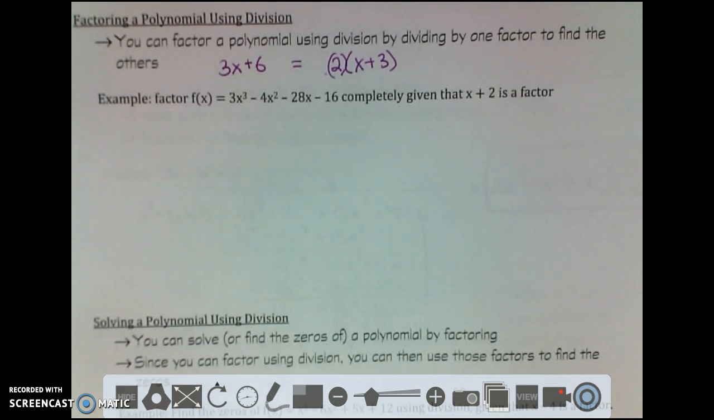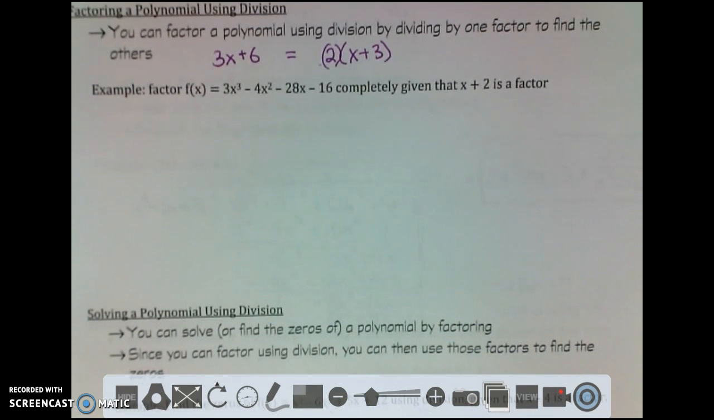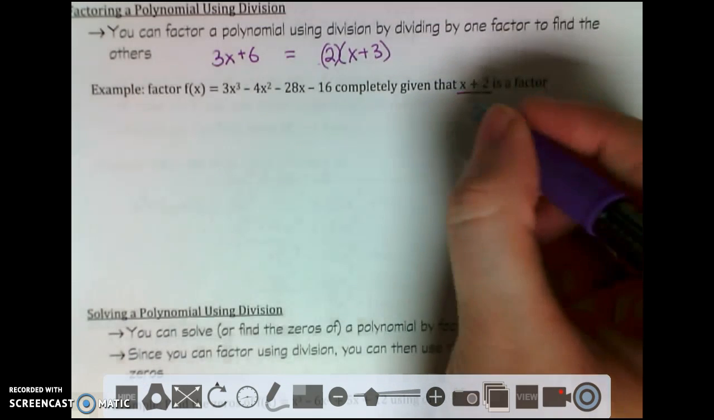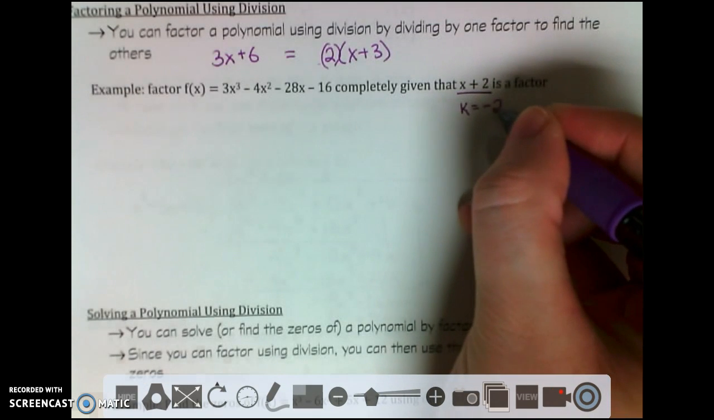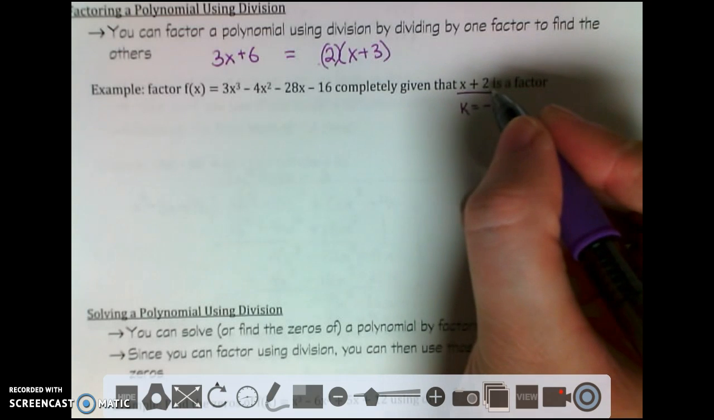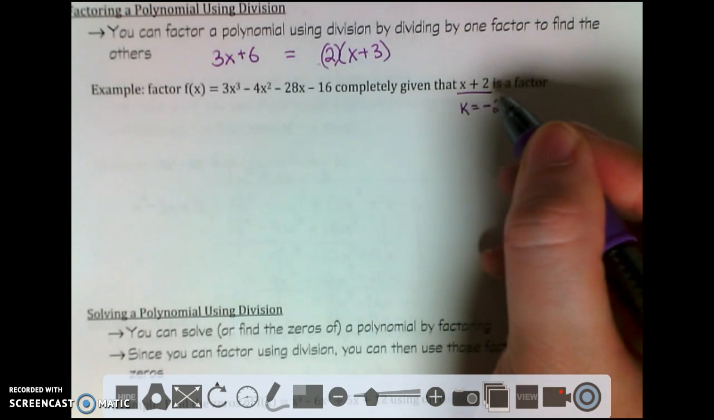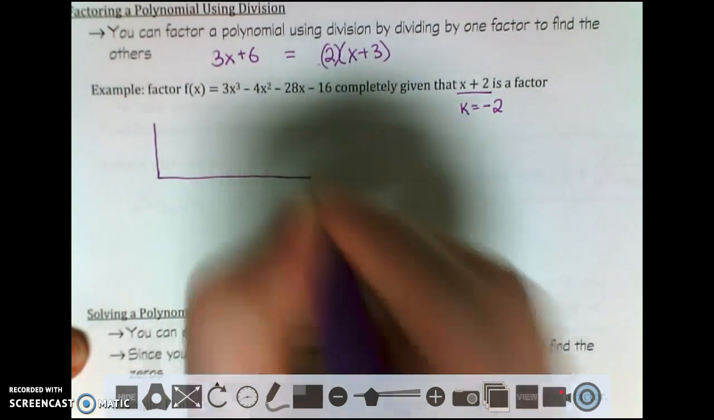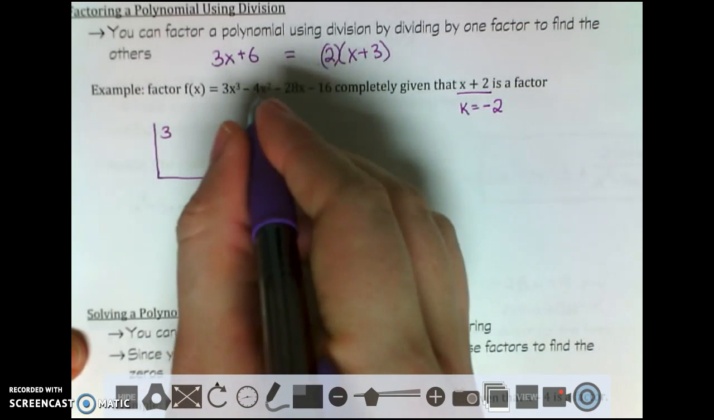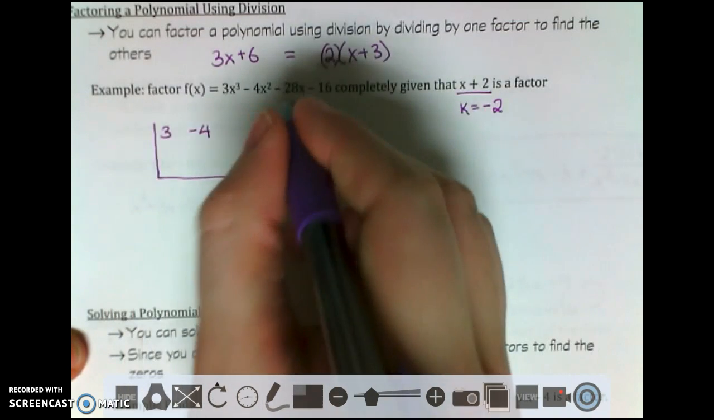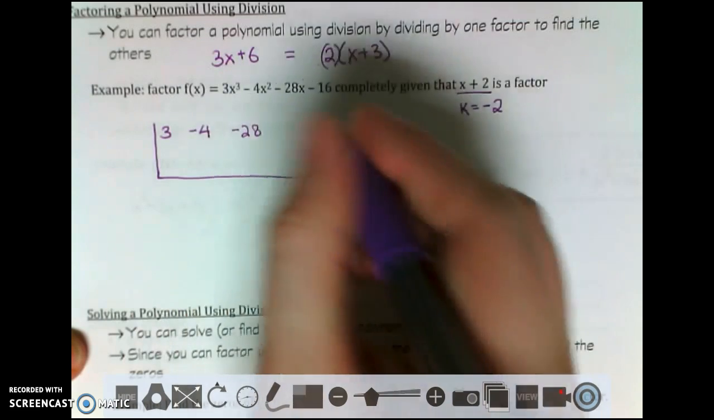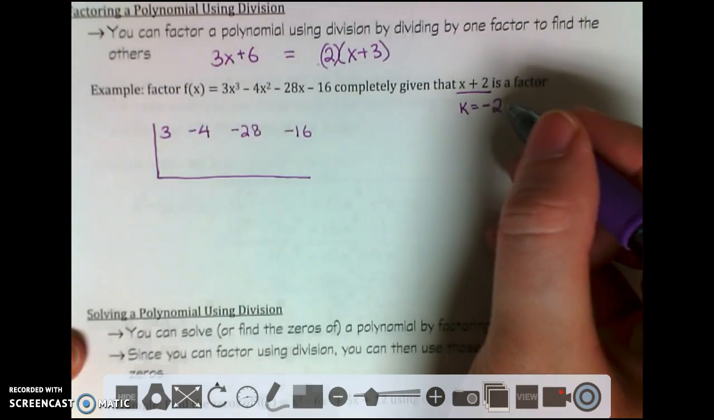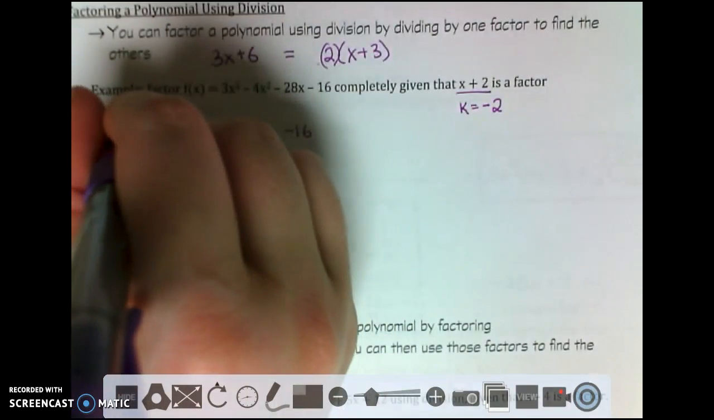For example, we will divide this polynomial and factor it completely. So we know that x plus 2 is a factor. So k equals -2. Remember, this has to be x minus k, so this would be x minus a -2. So I'm going to set up my synthetic substitution chart. I have 3, -4, -28, and -16, and a factor of x plus 2, which means a 0 of -2.